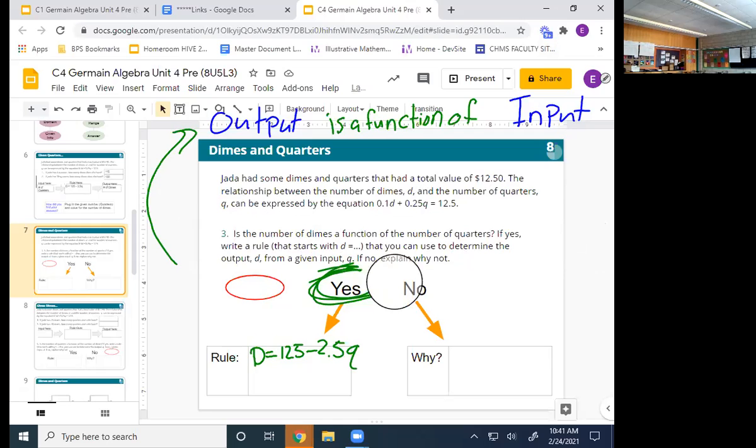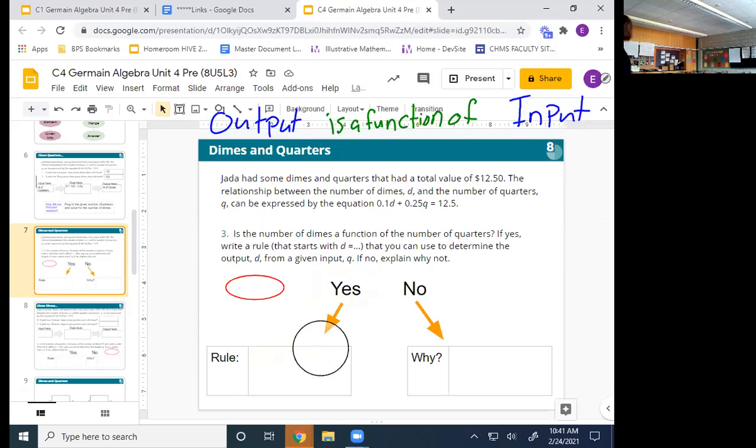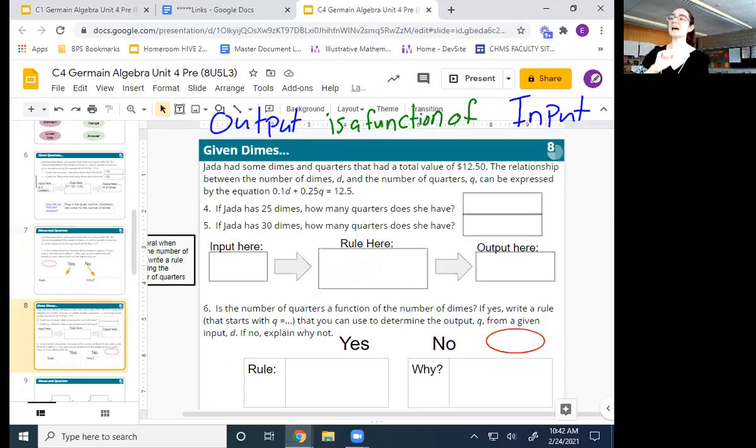Let's move forward. I'm going to leave that statement up there at the top because it might be helpful with the next slide. For the next slide, we're going to be doing some independent work. We are given the same situation, the same equation that we're starting with. This time, though, we're given the number of dimes that Jada has. You need to do four things on this slide. First, if she has 25 dimes, how many quarters does she have? If she has 30 dimes, how many quarters does she have? You're going to answer those two questions.